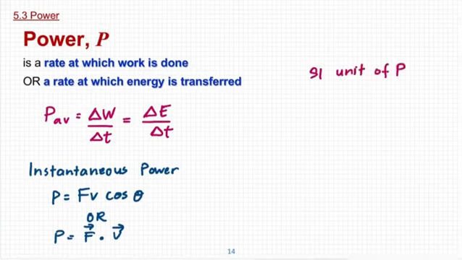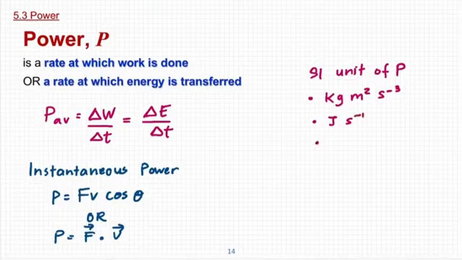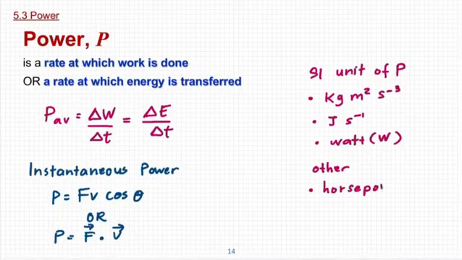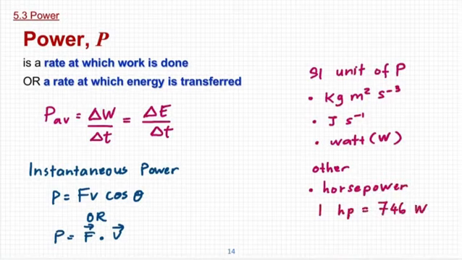For the SI unit of power, we have three. The first one is kg meter square per cubic second, and then we have joule per second, and finally we have watt. Then we also have another unit, which is horsepower. So 1 horsepower is equal to 746 watt.